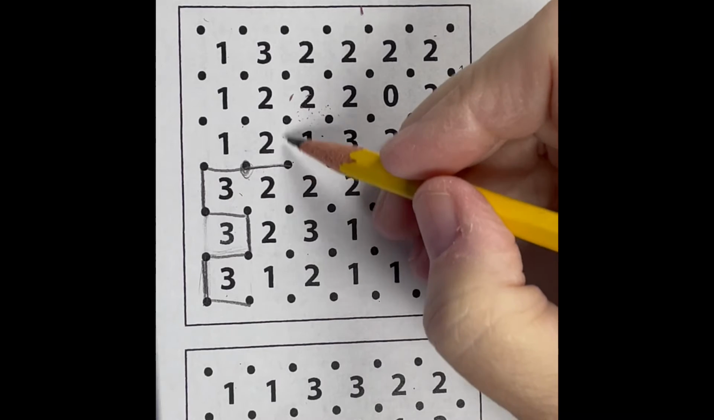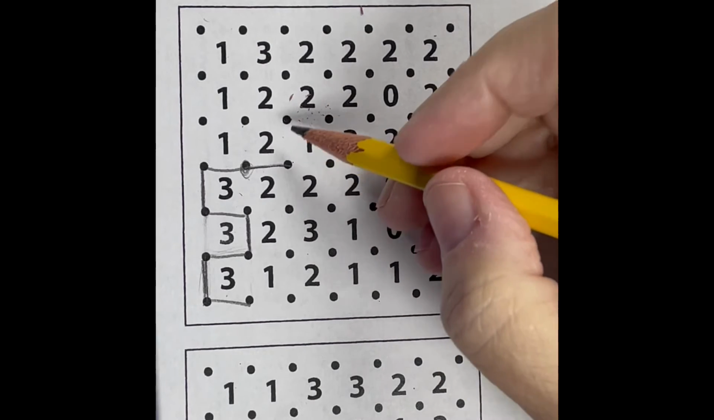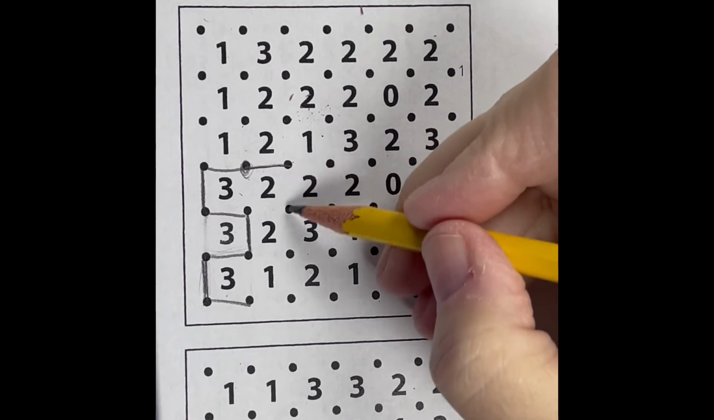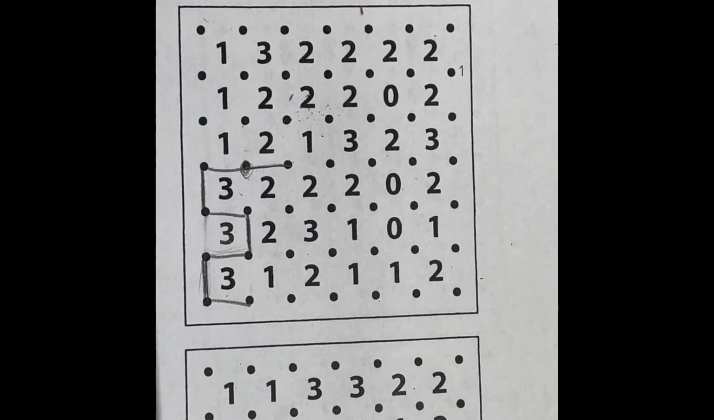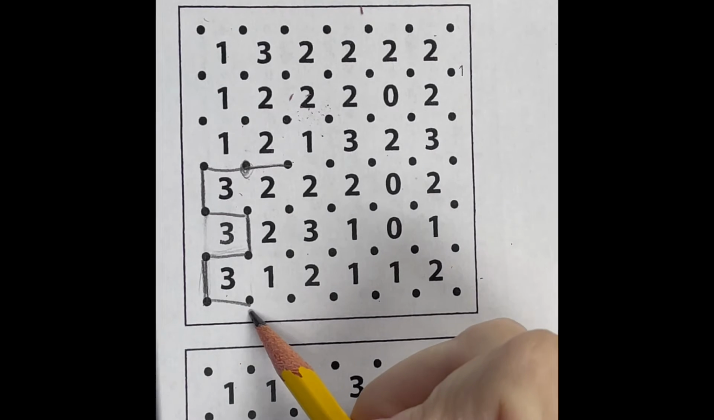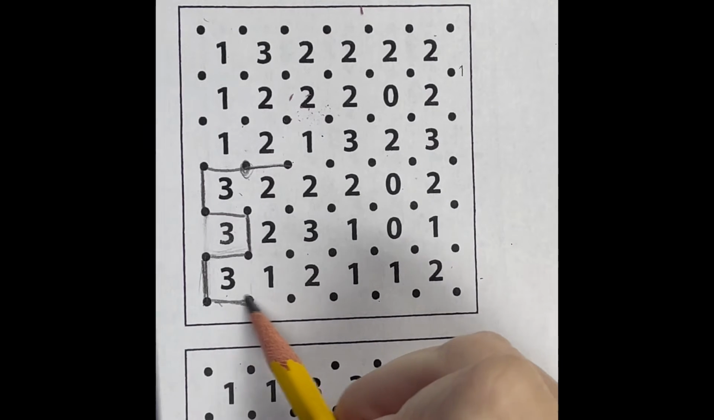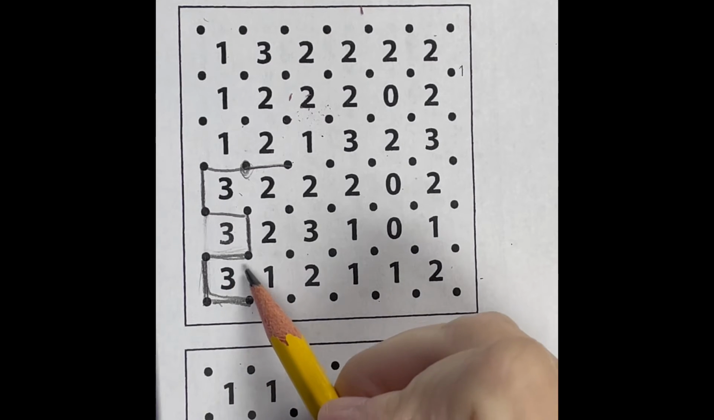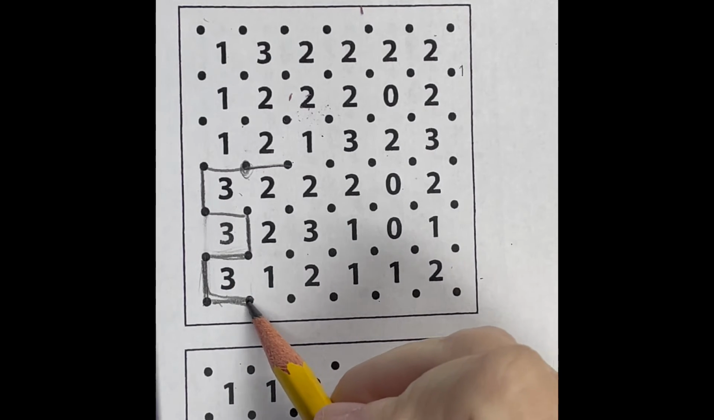Now, if I go up, that would work. If I go over, that would work. And if I go down, that would work. So I don't know what to do. So I'm going to go to the other end of the loop I'm creating. I'm going to go down here. All right, I already have 3 around this 3, so I can't go up, which tells me I have to go over.